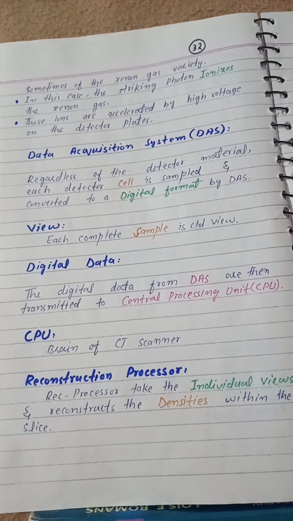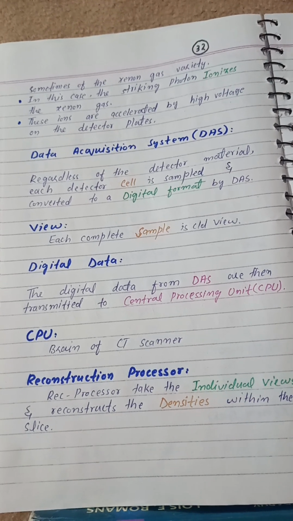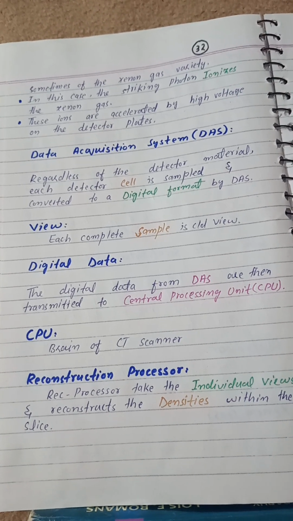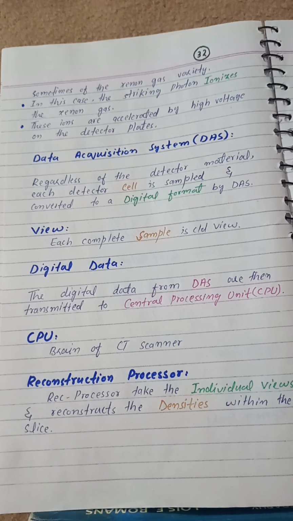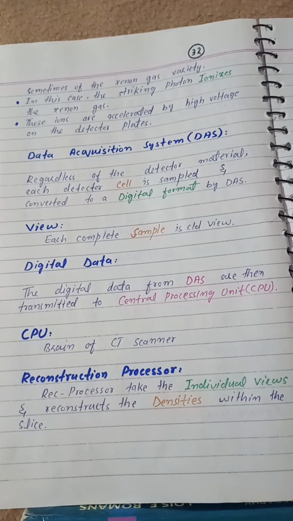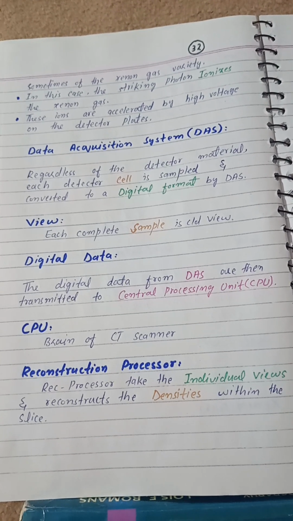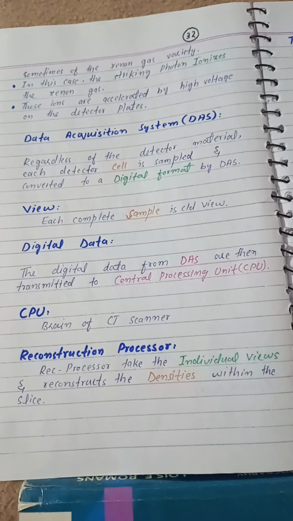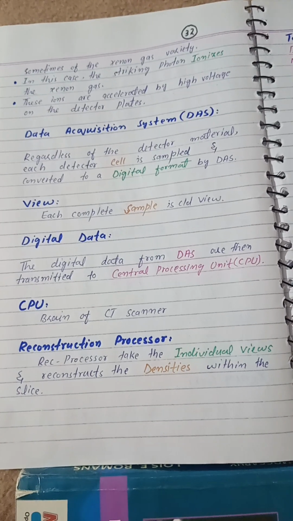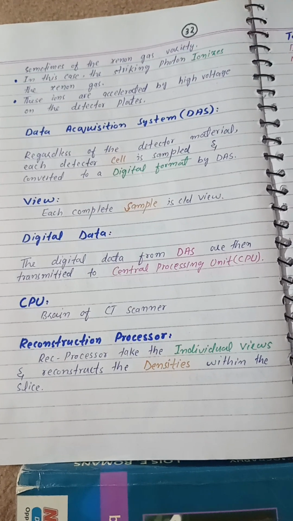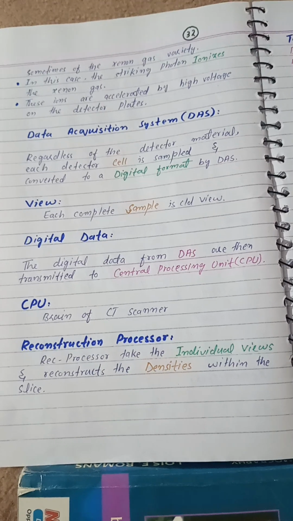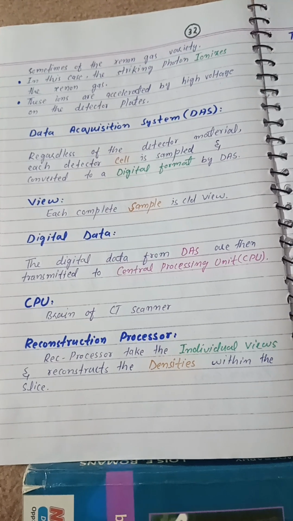Data acquisition system, DAS. Regardless of the detector material, each detector cell is sampled and converted to a digital format by the DAS. Each complete sample is called a view. Digital data: the digital data from the DAS are then transmitted to the central processing unit, CPU. The CPU is the brain of the CT scanner.